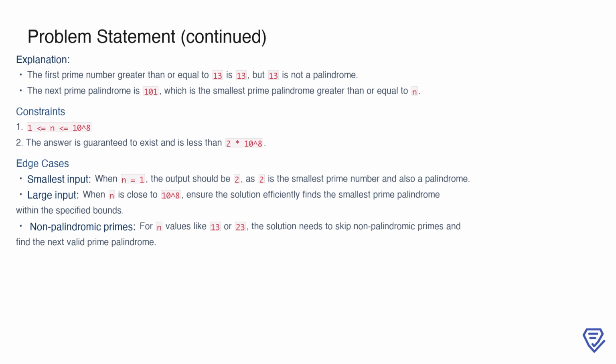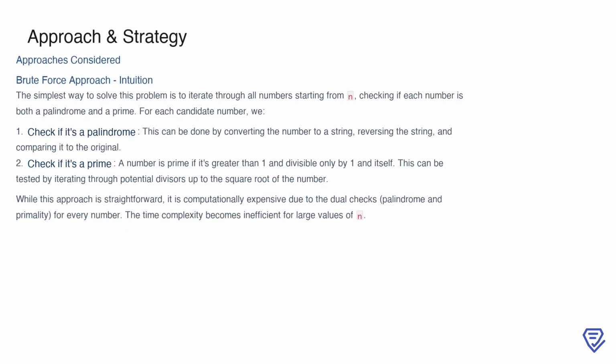Additionally, the problem guarantees that a valid answer always exists and will be less than 2*10^8, so we can focus on implementing an efficient solution that handles all edge cases, such as small values like n equals 1 or large values close to 10^8. To tackle the prime palindrome problem, the most straightforward approach is the brute force method.